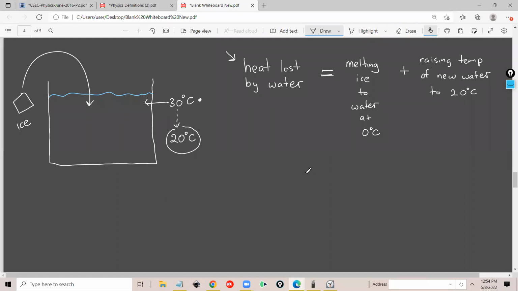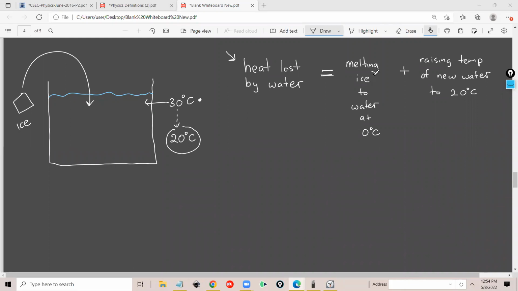Energy lost is equal to energy gained. So if something is losing energy, then something else is gaining energy. Here's the thing: the heat lost by the water was given to the ice. Now, the ice would first have to change from ice to water. It would have to change state.